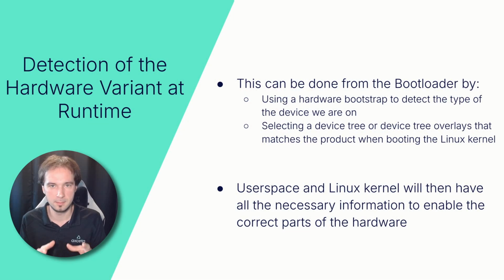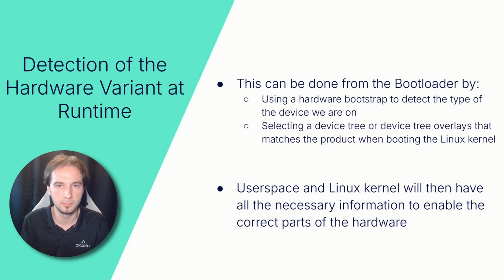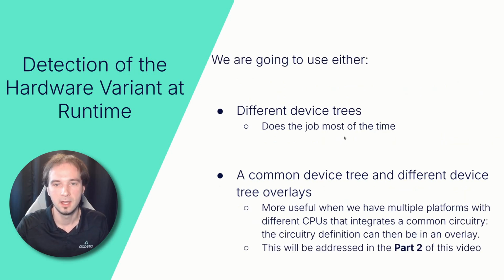This can mostly be done from the bootloader, actually. If you use U-Boot, for example, it could read a GPIO encoded product ID and then select either different device trees, depending on the hardware variant it's running on, or different device tree overlays. Then user space applications will be able to easily read the hardware product, the product variant you're running on, and then select what features they can enable depending on the hardware they're running on.